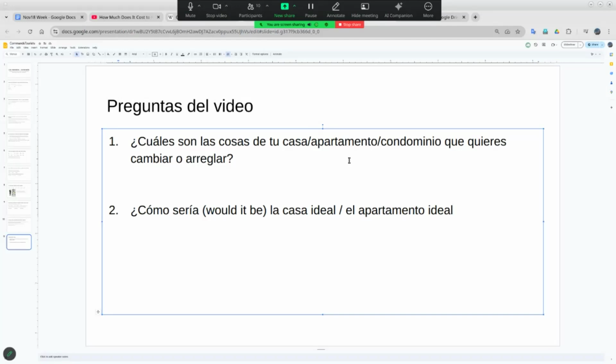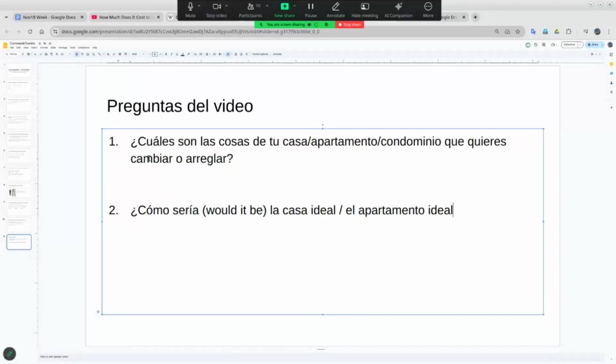No arreglar lo que no está roto. If it's not broken, don't fix it. Si no está roto, no lo arregles. Es toda una filosofía de la vida. Sí, creo que sí.